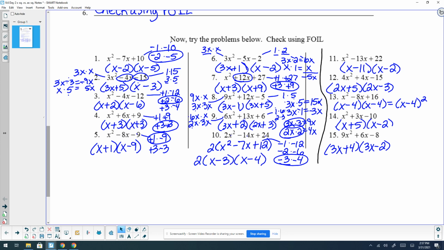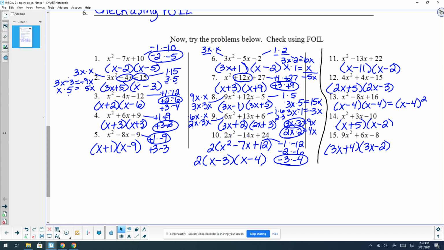For 13, you have the number 16. I needed to multiply to a positive, so both of my numbers needed to be negative since I had to add to a negative. So x minus 4 times x minus 4. You could leave it as x minus 4 times x minus 4, or you could turn it into x minus 4 squared.